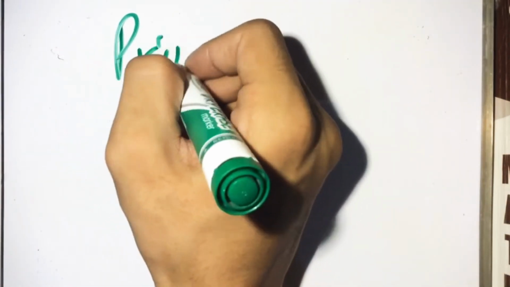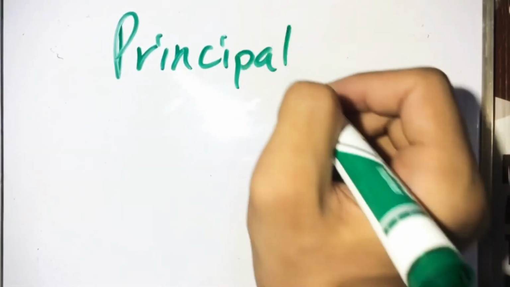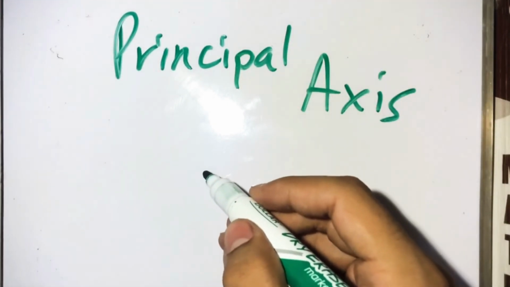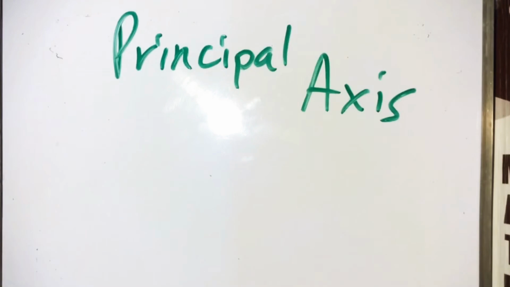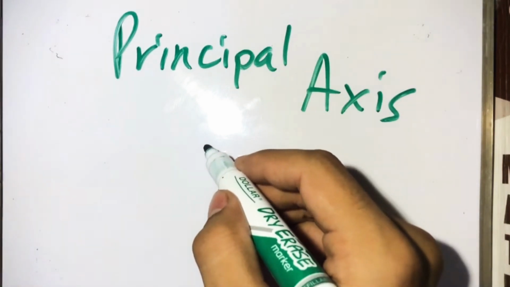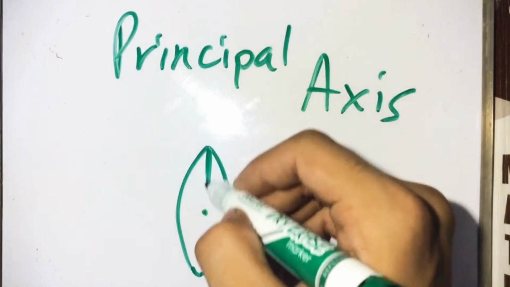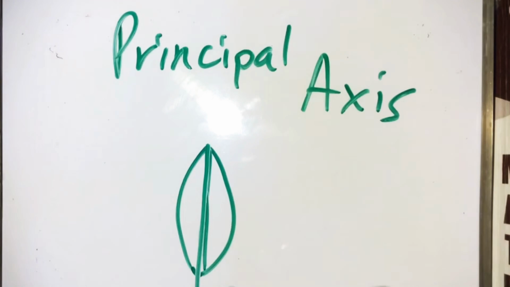Next is the principal axis. The principal axis is a line passing through the optical center of the lens. It is a vertical line. So if this is the optical center, this is the principal axis.